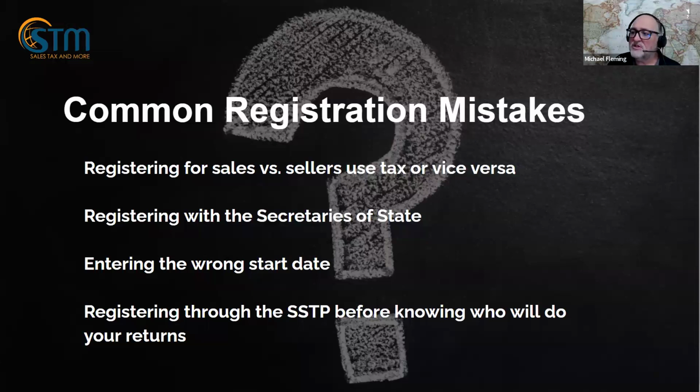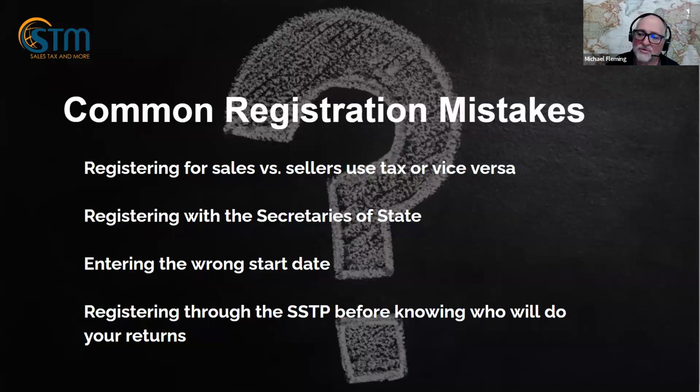Registering with the Secretaries of State, we just talked about that. Entering the wrong start date. Remember I said there's a little bit of a trick question. When did you start doing business in a state? It's not the first sale that they're looking for. It's when did this link begin? When did you first have nexus? That's the date. If you put in an earlier date, they're going to want the back taxes plus penalty and interest. And we see a lot of companies paying this when they really did not have to do it. If you do enter the wrong start date, you can always go back and amend your registration.